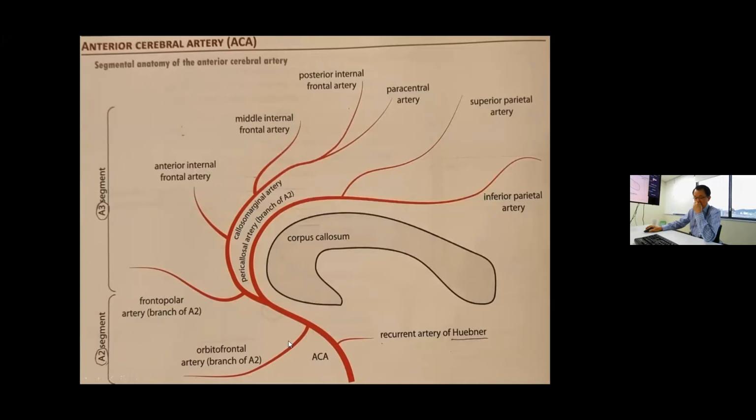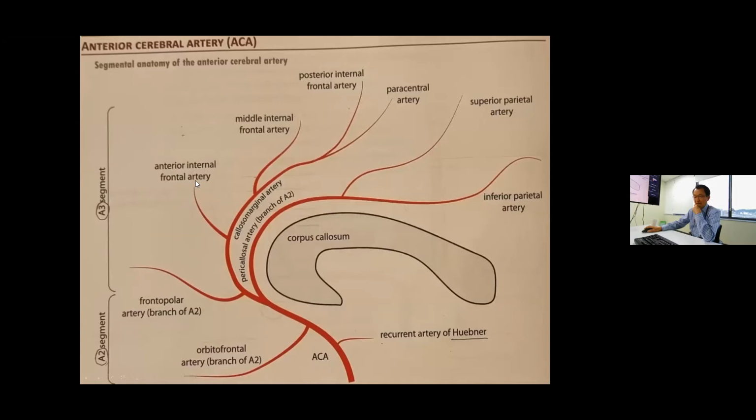The orbitofrontal, and then here is the pericallosal, around the superior aspect of the callosum here. And then the parietal or internal frontal, this kind of branch.